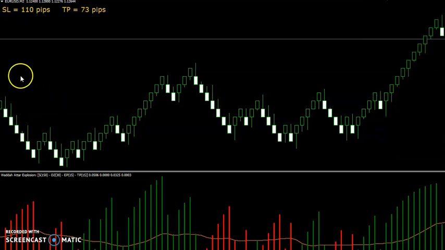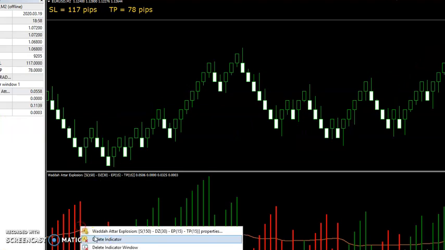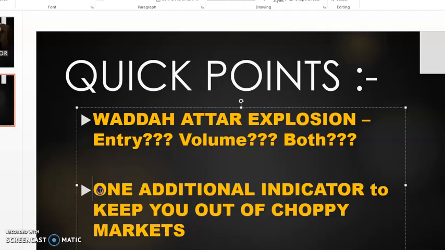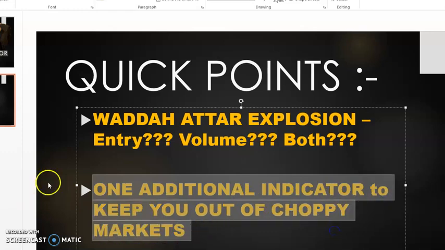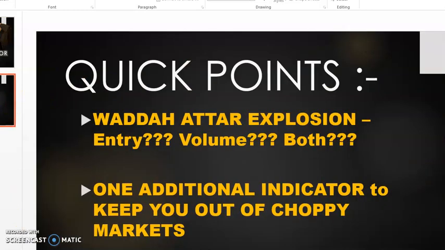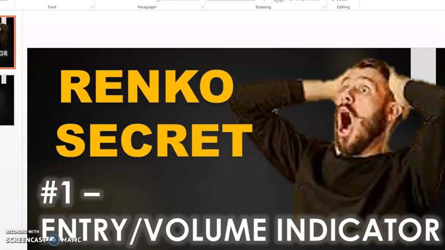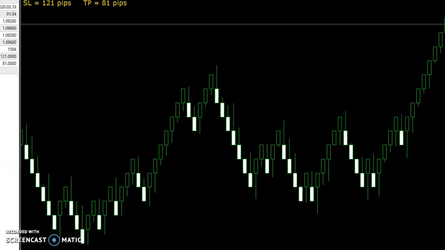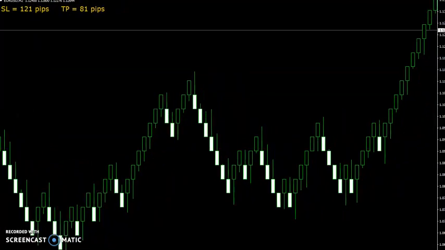And if you're using it as a volume indicator, it also works quite well on Renko charts. And then the second thing I wanted to share, this is really cool, is one additional indicator to keep you out of choppy markets. The little trick I wanted to share with you guys.